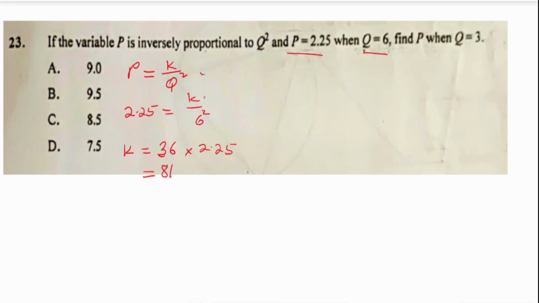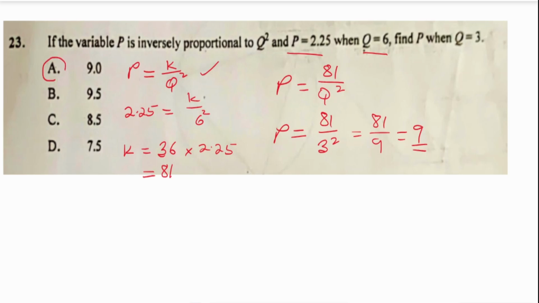Now we rewrite this as P equals 81 over Q squared. So when Q equals 3, P will be equal to 81 over 3 squared, which is the same as 81 over 9, and the answer is 9. So P is 9 when Q is 3, and that is option A, 9.0.